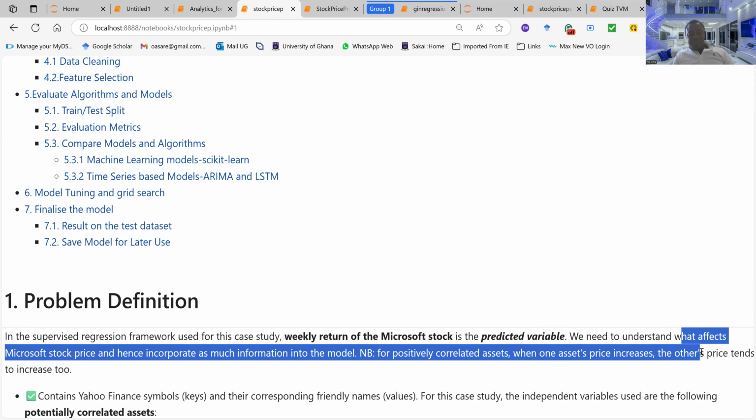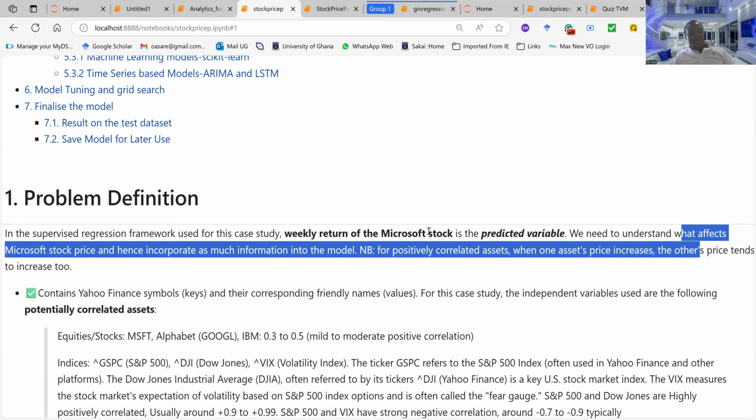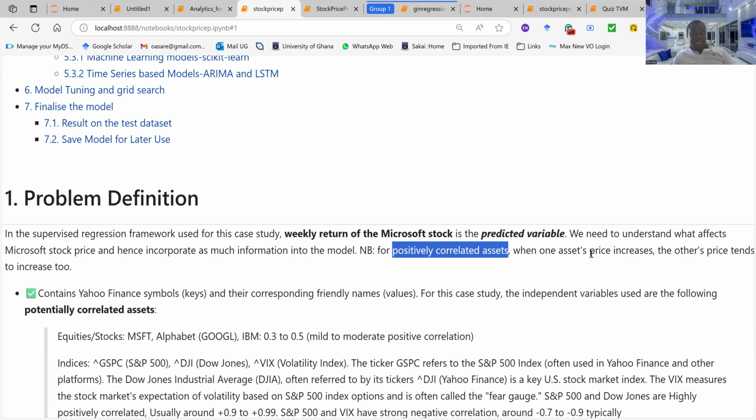We are going to understand what affects Microsoft stock price. Okay. What affects the stock price? What makes it go up? What makes it come down? And then we shall include as much information into the model. Okay. You want to note that if the assets are positively correlated with that of Microsoft, it means that when an asset price rises, in this case, when Microsoft asset price rises, or when those asset prices rise, that of Microsoft price will rise in conjunction with them because they are complements in this case. A complement is a product that moves in conjunction with another product. So when they move in conjunction with another product, when that product price rises, in this case, price is like the gain.